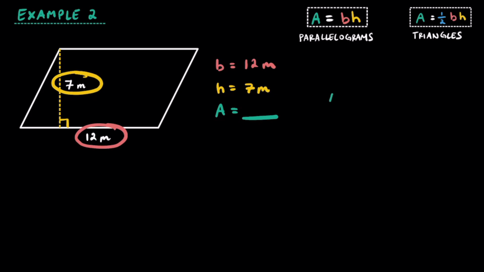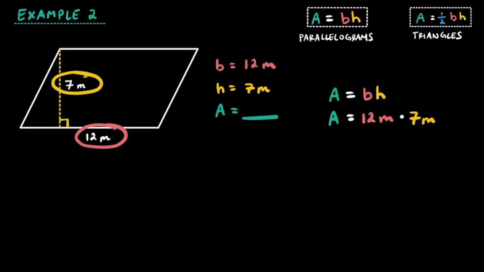Now, the formula we're going to use is going to be A is equal to base times height, or little b times little h, and substituting some values in here, we can say that the area is equal to, well, we have this 12 meters for the base, so we're going to write 12 m, or 12 meters, and we're going to multiply that by the height, which is 7 meters, so we'll multiply by 7 meters.